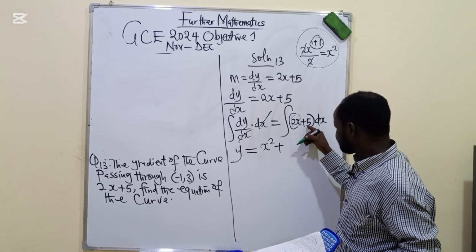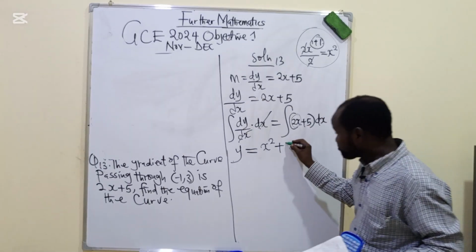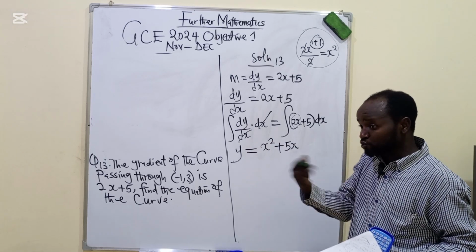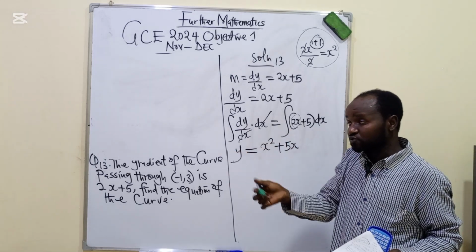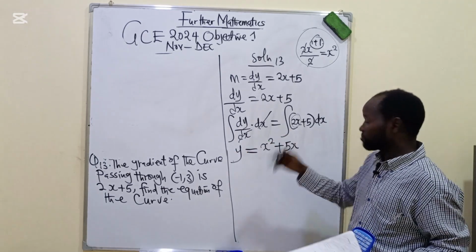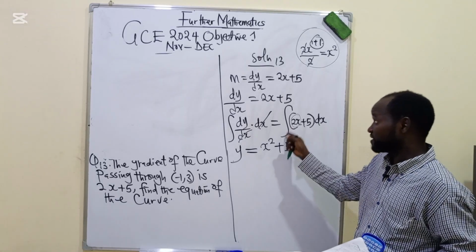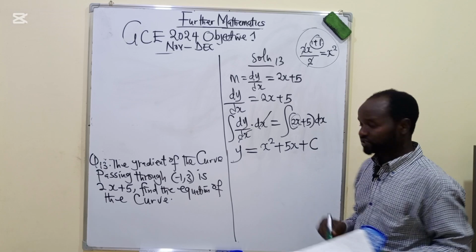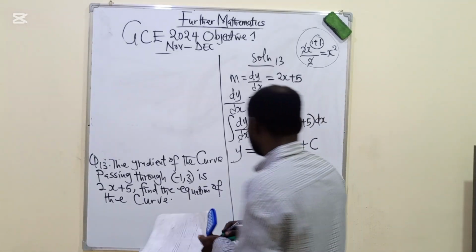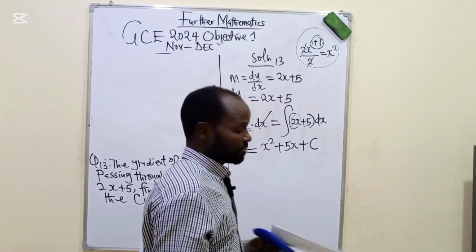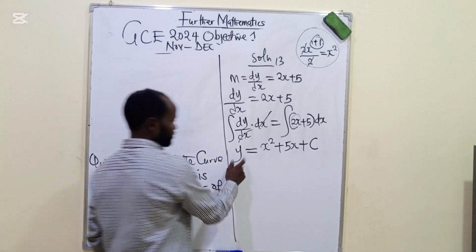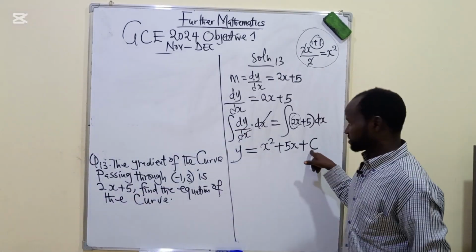Plus, if we integrate this constant 5, it will be 5x. When you integrate any constant, if it is 2, if you integrate 2 with respect to x, it will be 2x plus the constant of integration if it is an indefinite integral. So plus the constant of integration c. Very important. But if it is a definite integral, there will be limits. This is an indefinite integral. This is not the equation because we have a constant c here.